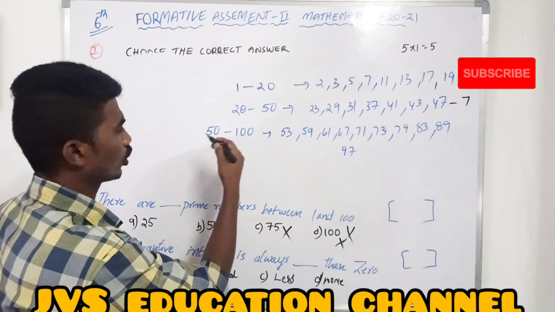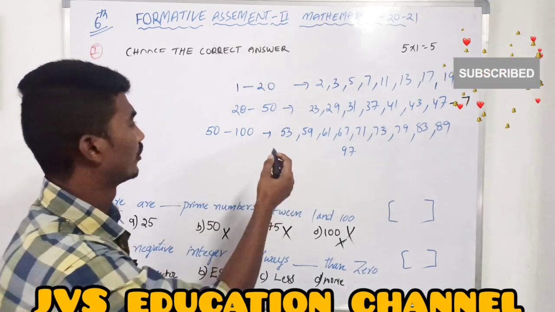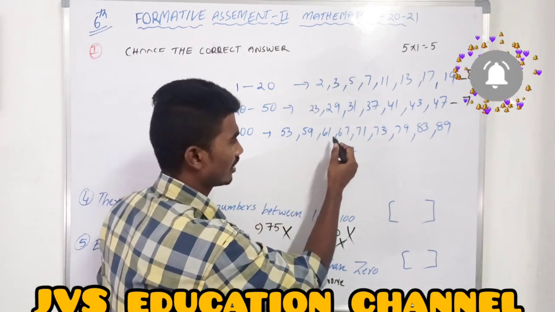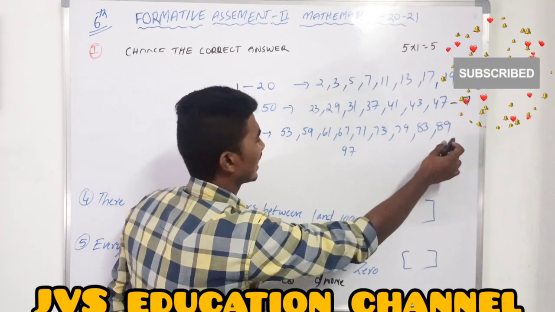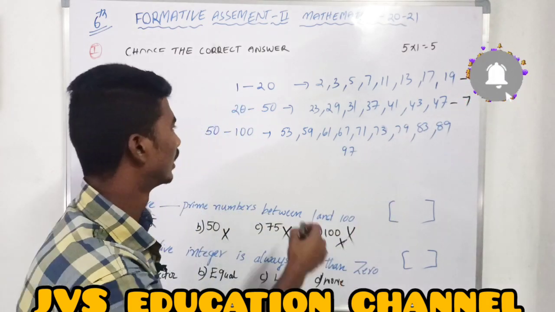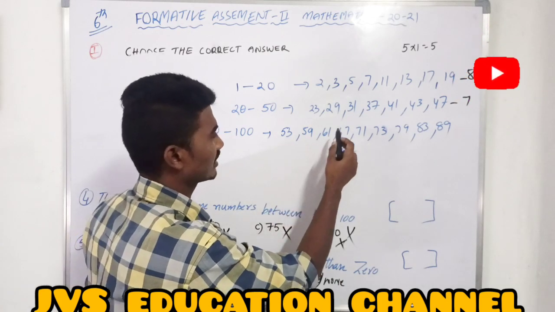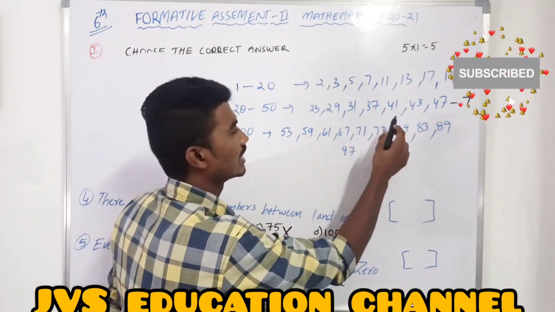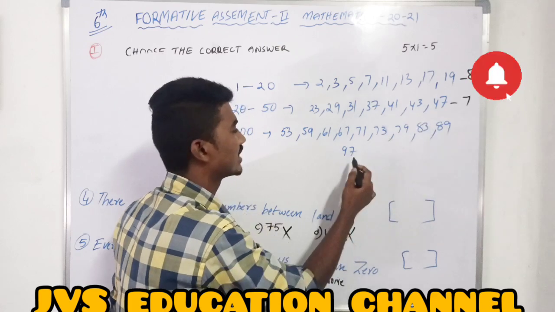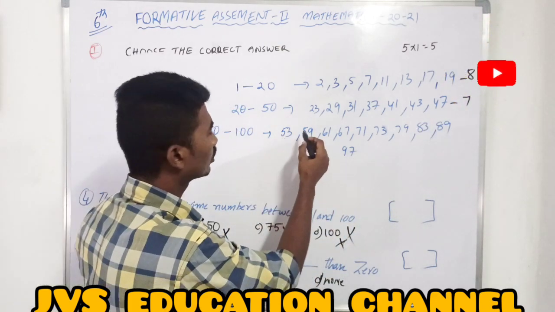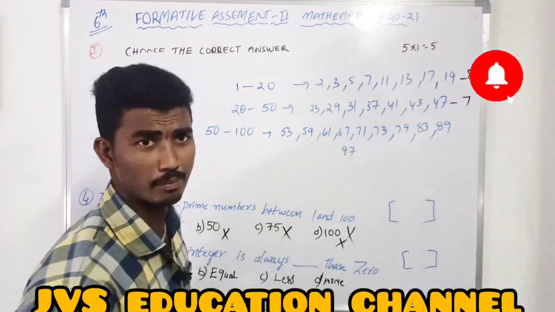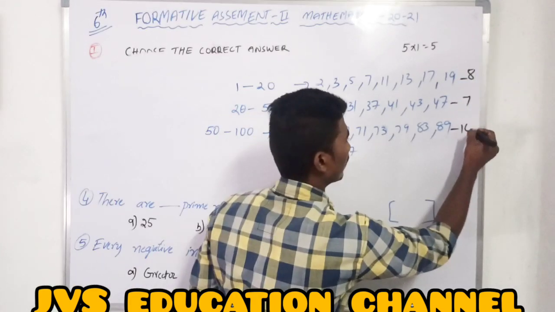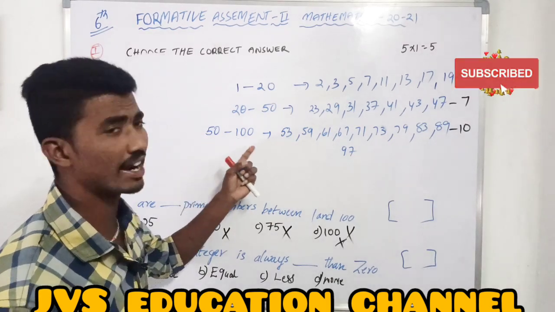And next, 50 to 100. The primes are 53, 59, 61, 67, 71, 73, 79, 83, 89, 97. Counting them: 1, 2, 3, 4, 5, 6, 7, 8, 9, 10. There are 10 prime numbers between 50 and 100.